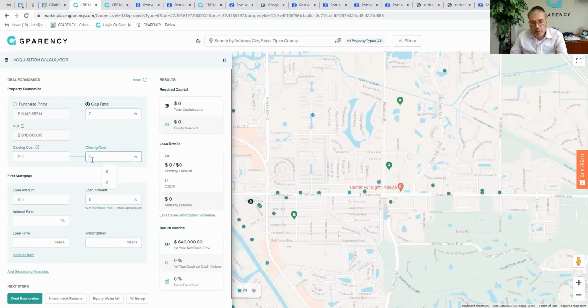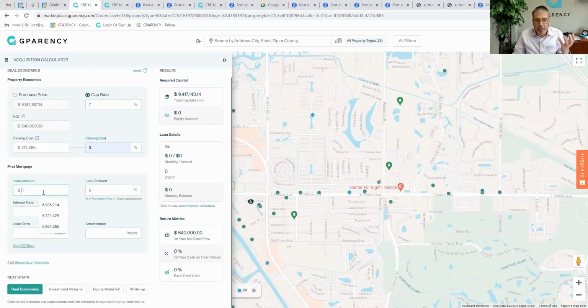Now you want to find out the closing costs, 3% let's say as an assumption. We are going to be adding CapEx here. When someone buys a building, they plan on doing renovations. CapEx is short for capital expenses. Once this is done, it shows you the total capitalization. How much money in total is needed to buy this deal? The purchase price plus the closing costs.